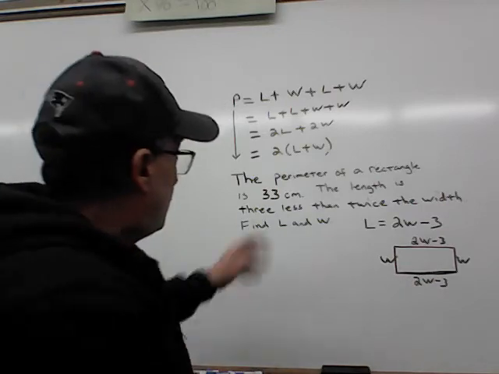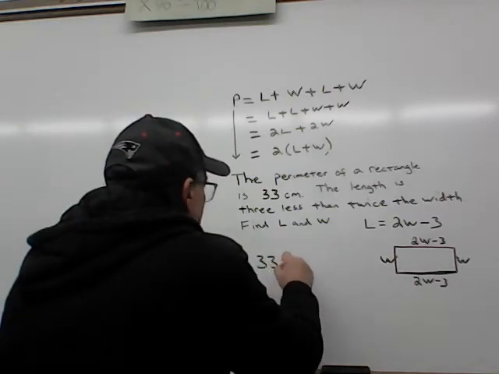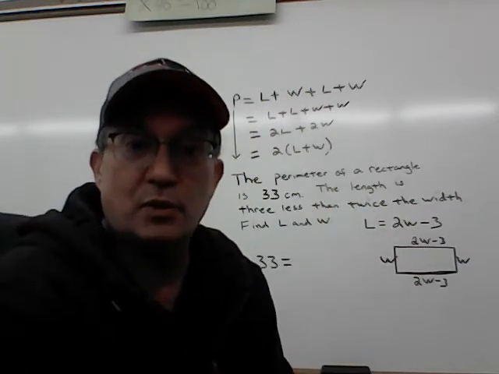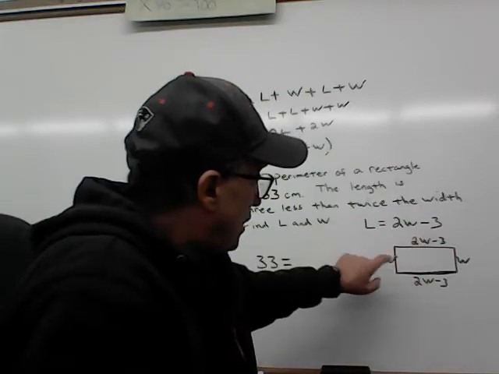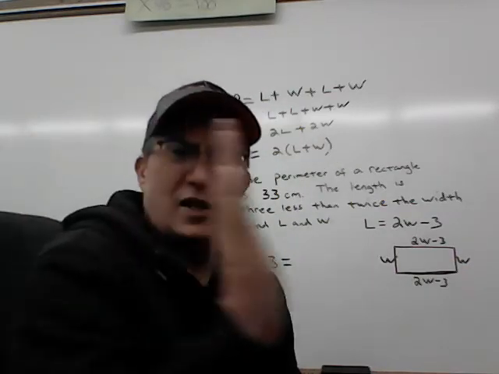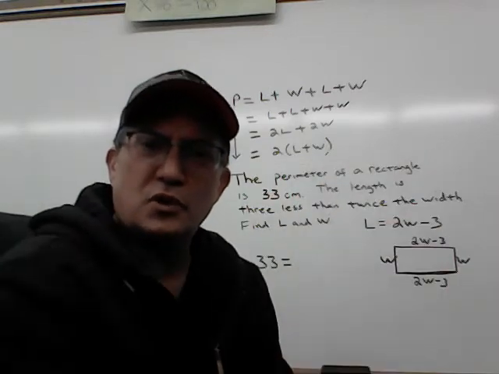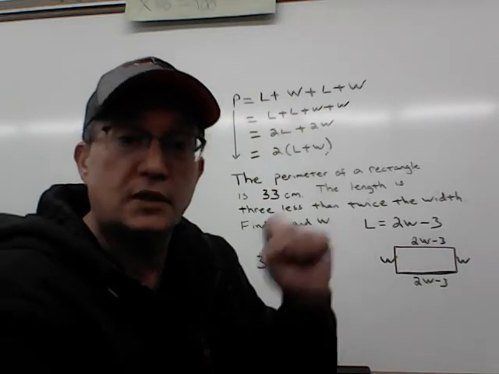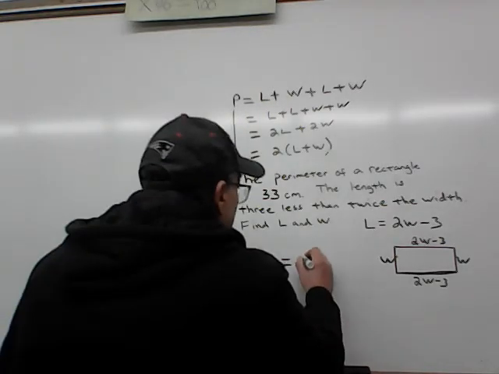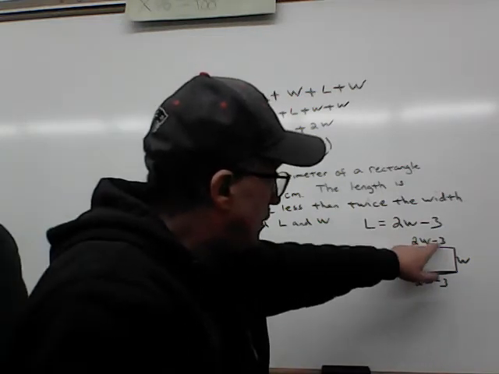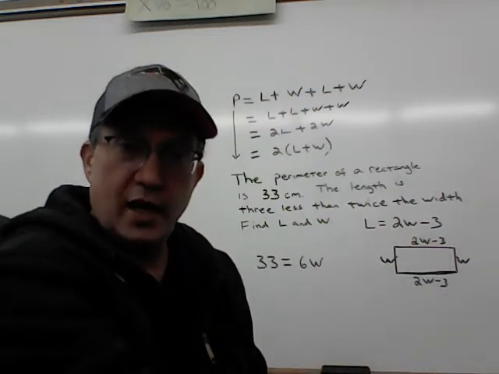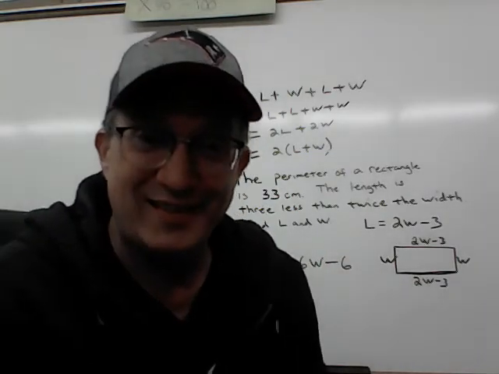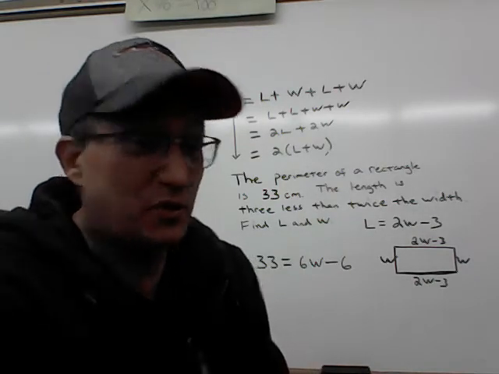Our perimeter is 33 centimeters, so we can set 33 equal to the sum of those 4 sides, all expressed in terms of w: 2w plus 2w plus w plus w. I don't have to write it all out, one long string of terms, do I? We can do that mentally. 2w plus 2w plus w plus w is 6w, right? And this time, see, these are negative numbers here. Negative 3 and negative 3. We add those and get negative 6. Hello, old friend. A 2-step algebra equation.